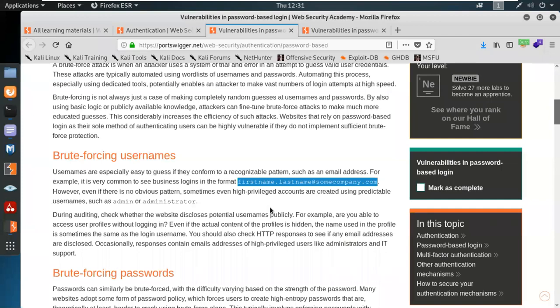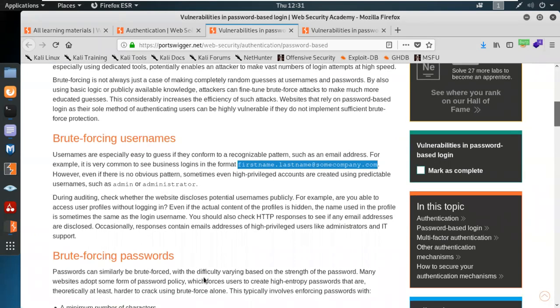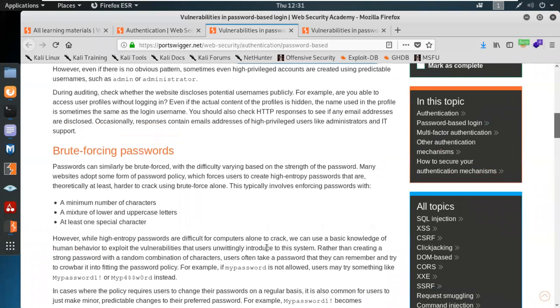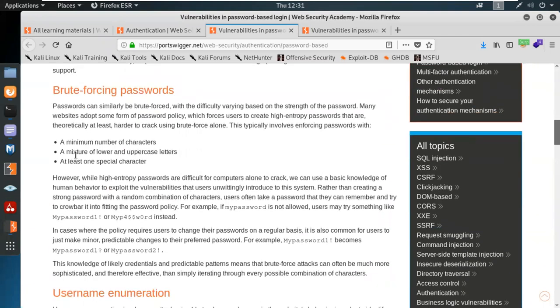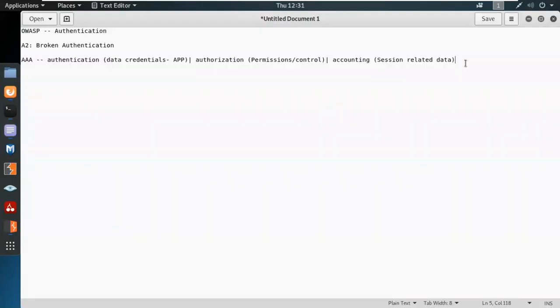Sometimes people use default usernames such as admin or administrator. Brute forcing the password is the important part. Why? Because of requirements like a minimum number of characters, a mixture of lower and uppercase letters, and at least some special characters. Sometimes we use these kinds of rules for guessing the correct password. Passwords can be brute forced with a difficulty that varies based on the strength of the password.